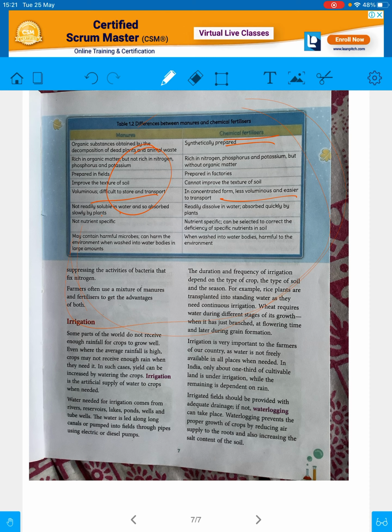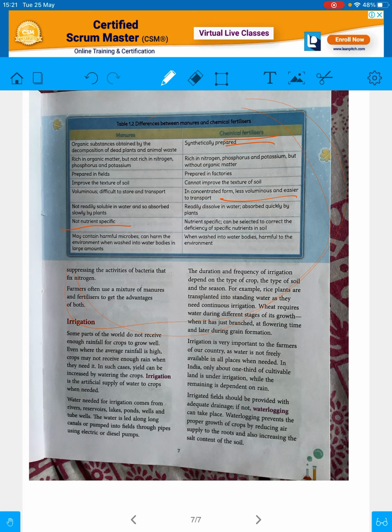Not readily soluble in water and so absorbed slowly by plants. So with manures we have learned that it takes a long time for the plants to absorb, right? Because it is not easily dissolved in water, right? But these chemical fertilizers are easily dissolved in water and quickly absorbed by the plants. Okay.